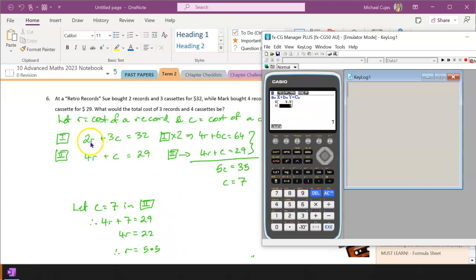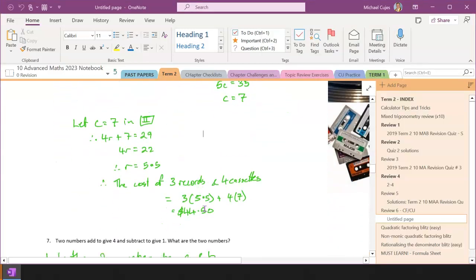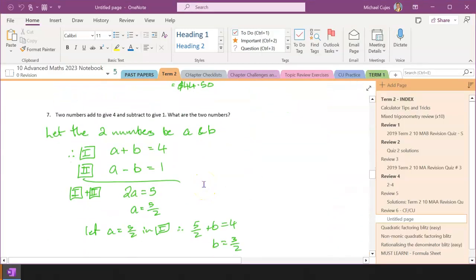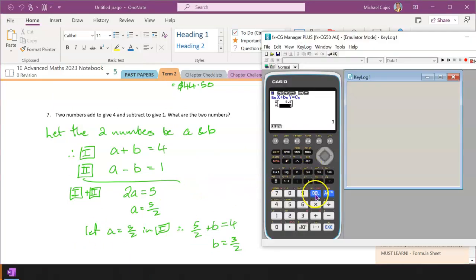And remember, the first one listed there, that was whatever you used as your X, and the second one you used as your Y. Records $5.50, cassette $7. Nicely done. So being able to use your calculator is going to make your life very easy here. Let's just exit back, we'll do one more of these.